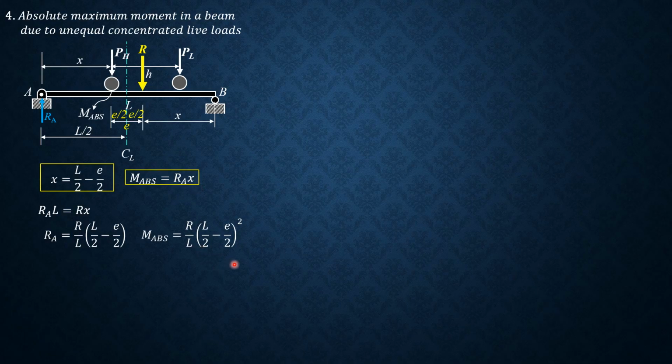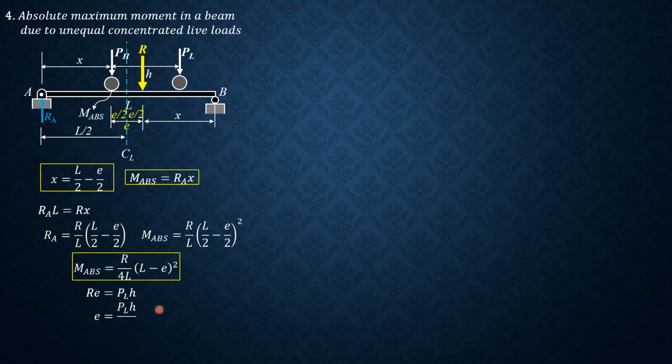So simplifying further, M absolute is R over 4L, quantity L minus E quantity squared, where E is, by Varignon's theorem, R times E equals P_L times H. Again, R times E, we consider this as our reference. By Varignon's theorem, R times E equals P_L times H. So therefore, E is P_L H over R. Substitute here to have a specific formula.